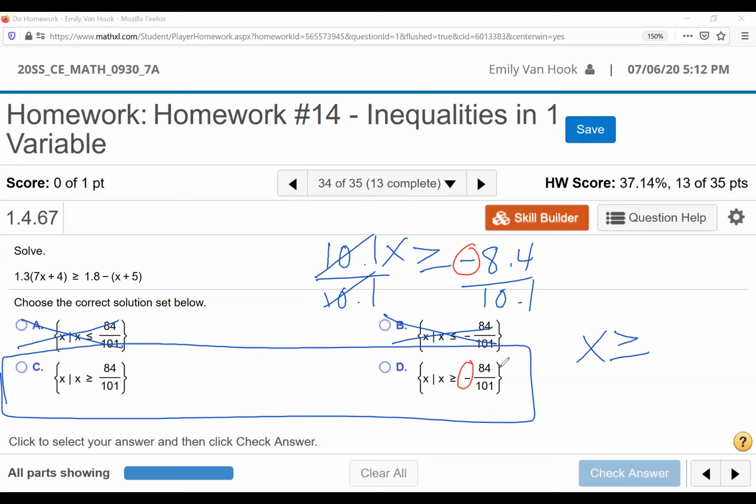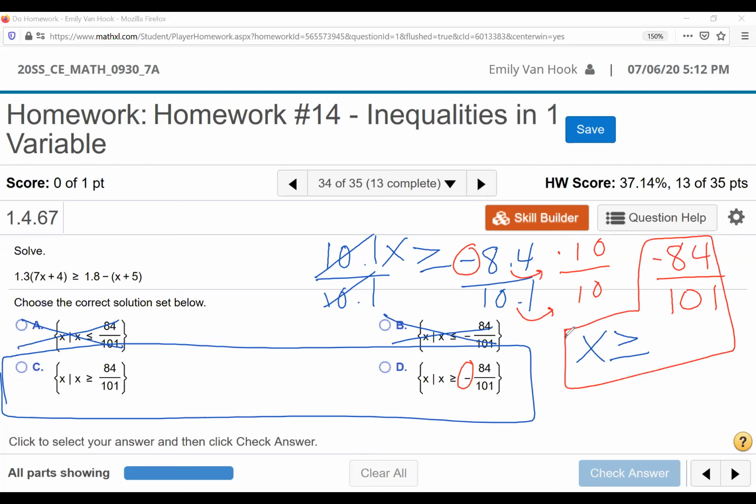Now, where's the 84 coming from? Can you see how those compare? If I just move those decimals over, it's like I'm multiplying by 10 over 10. The negative 8.4 becomes negative 84, and then the 10.1 becomes 101. There it is. So negative 84 over 101 is what's on the right side. So it's x is greater than or equal to negative 84 over 101.